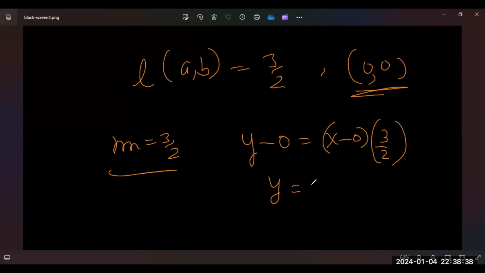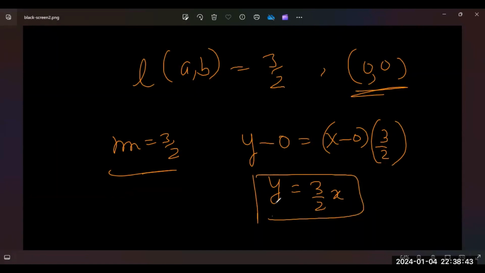So y will be 3 by 2x. Is this right? Now, this equation is the equation of the line L. If I claim (a, b) sits on this line, it should satisfy the equation, yes or no? So the y coordinate of that point must be equal to 3 by 2 times the x coordinate of that point.